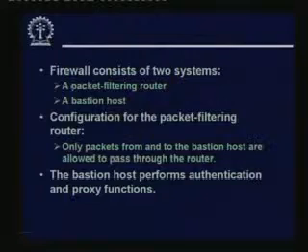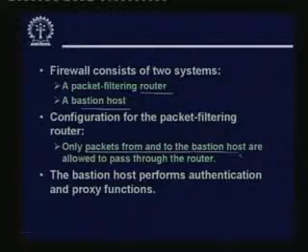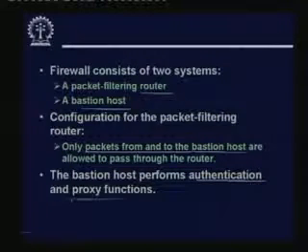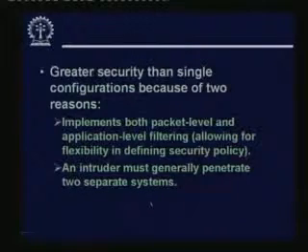So as you had seen, in this method the firewall consists of a router and a bastion host. The router, as I said, will only allow packets to and from the bastion host to flow. The bastion host can perform authentication, and it can also perform the proxy functions. This method has greater security than the single router configuration, because here you can also have application level filtering or proxy filtering in the bastion host, okay.